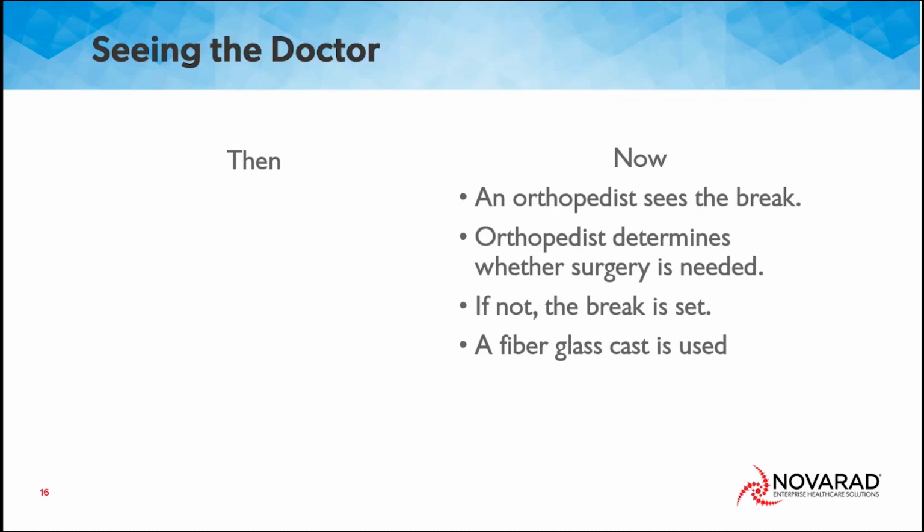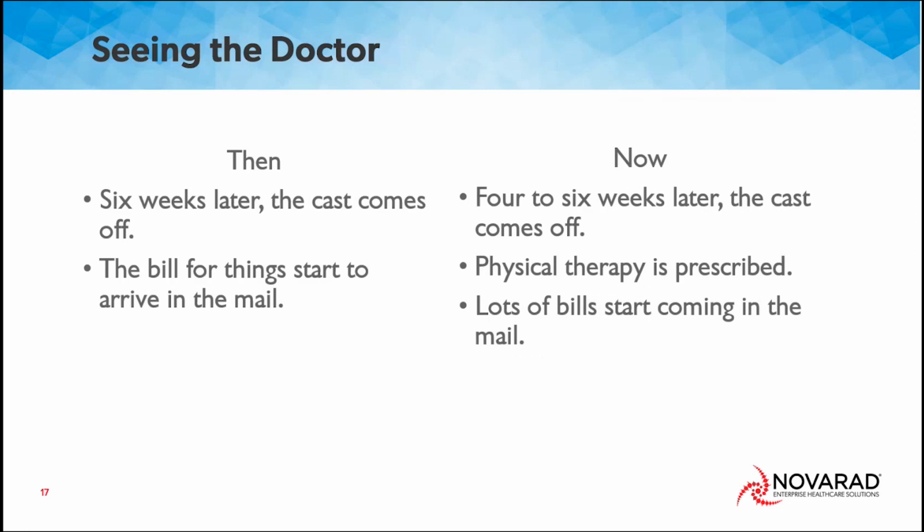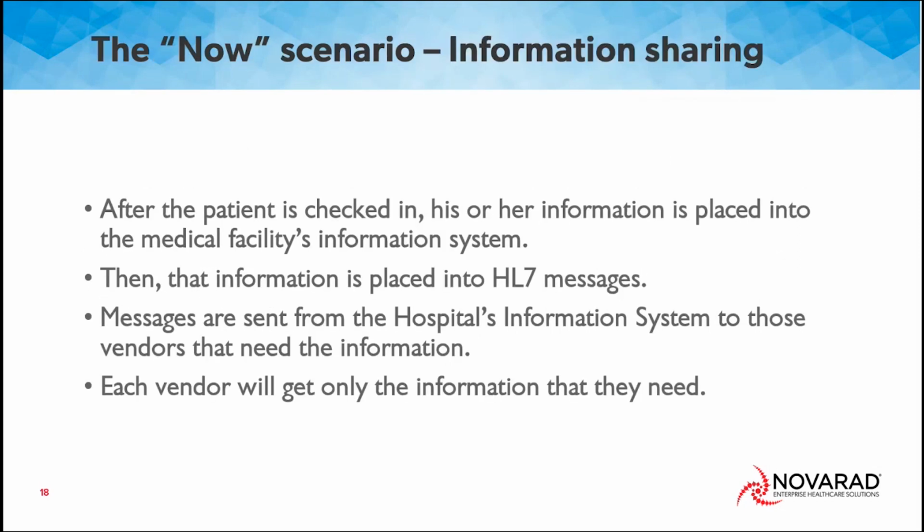But anyway, the orthopedist sees the break, determines whether surgery is needed or if it can just be a simple set. And if not, the break is set, and a fiberglass cast is used instead of that old heavy plaster stuff. And oh wait, 4 to 6 weeks later, the cast comes off and lots of bills start coming in the mail. So that part doesn't get changed because of HL7, but the accuracy of the bill is because of our computer system and HL7 and the software packages that use HL7. All of that's a lot more accurate than it ever used to be.